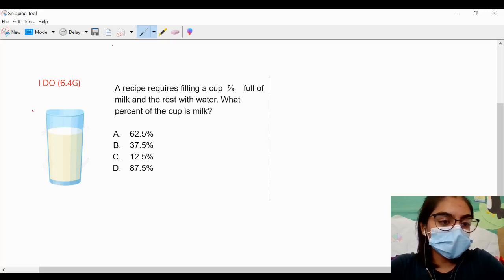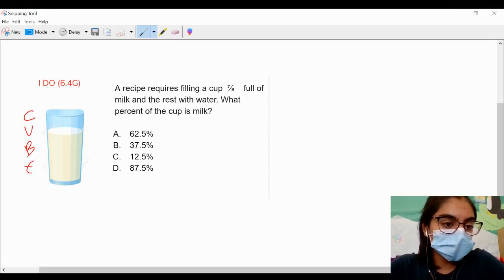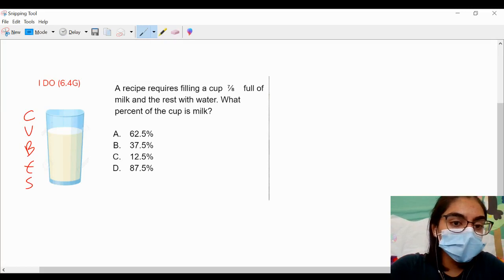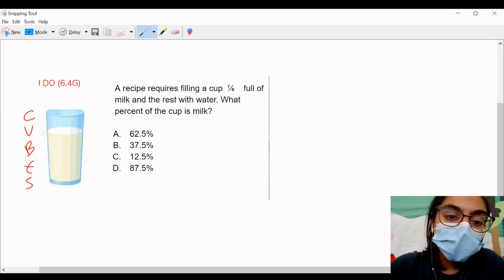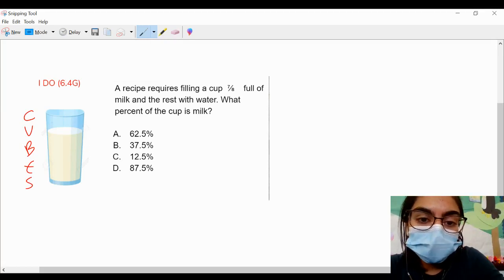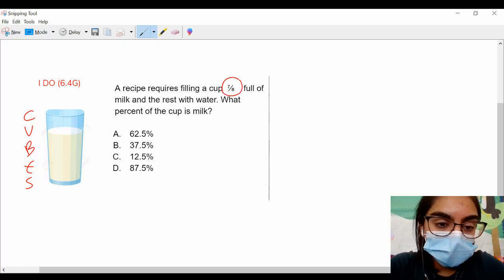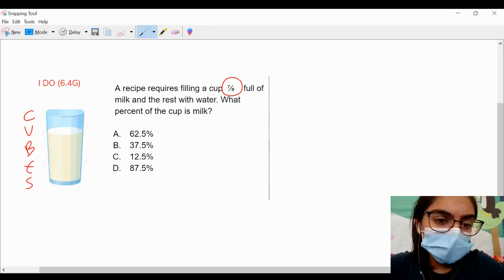All right, y'all know exactly what to do. I'm going to start with cubes down the side of my paper so I can find those numbers, keywords, and find the question. A recipe requires filling a cup 7/8 full of milk and the rest with water. I'm going to circle 7/8. Remember, I'm going to get the whole fraction because it's not just 7, it's not just 8, it's the whole thing. What percent of the cup is milk?